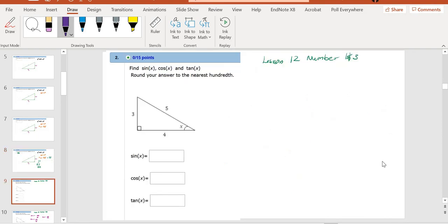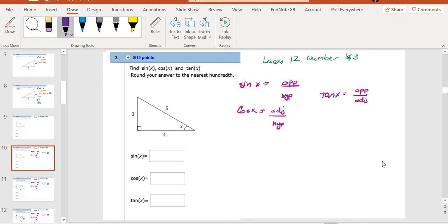On number 2, what's wanted is the formulas: sine of an angle is opposite over hypotenuse, cosine is adjacent over hypotenuse, and tangent is opposite over adjacent. So I'm going to change the numbers again here.